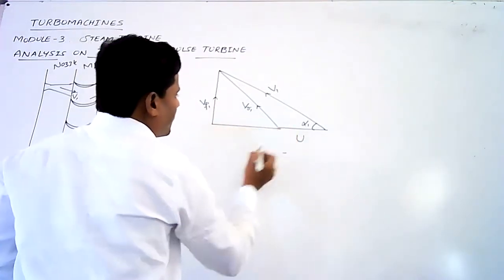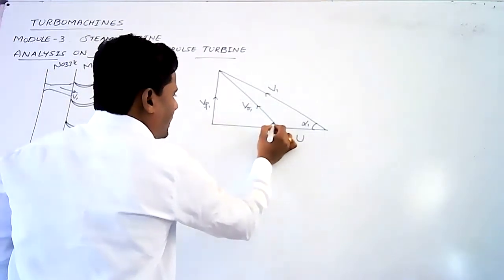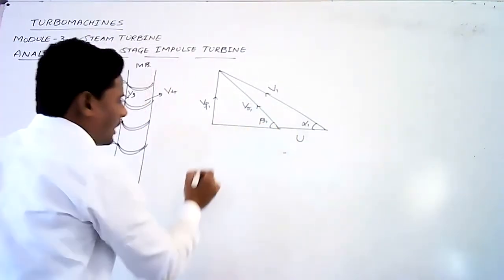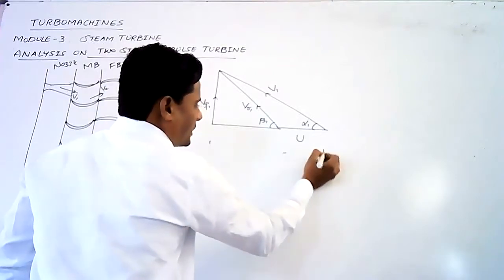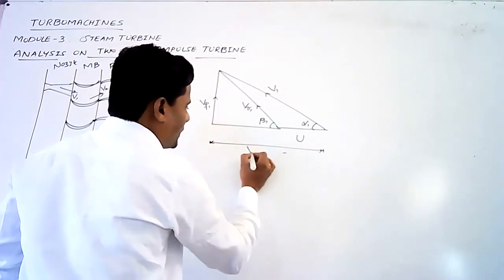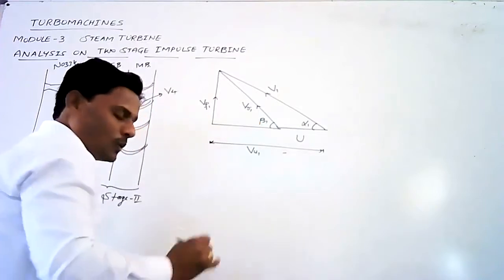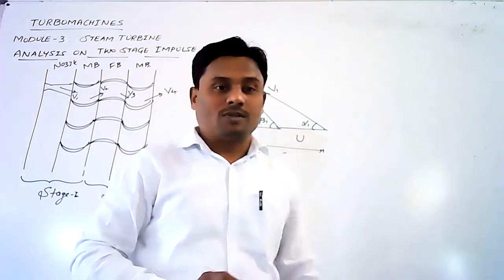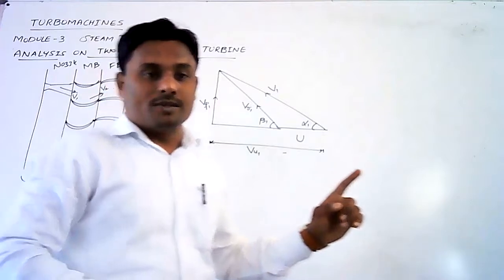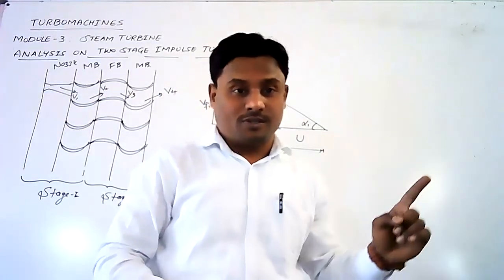VR1 makes an angle beta 1 with respect to horizontal. Its horizontal component, the horizontal component of V1, is VU1. VU1 is nothing but the tangential velocity component. So this is the inlet velocity triangle for the first stage.